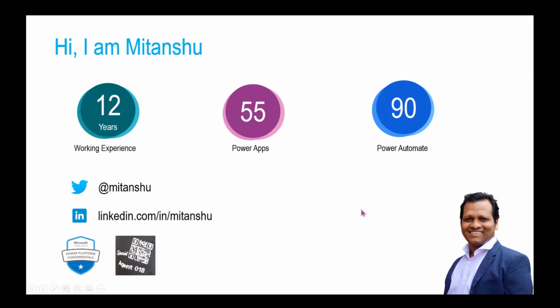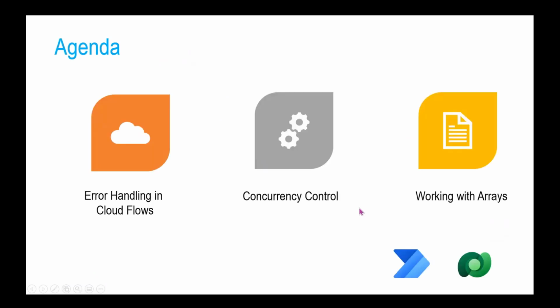So with that introduction, I'll move on to what I'm going to share today. Again, back to basics. We'll see some live demo on how we can do error handling when we are building our cloud flows. We will look at concurrency control, so how we can make our flows run even quicker than they currently do. And finally, we'll do a good deep dive into working with arrays. I'm going to use Power Automate, but Dataverse would be the backend. So with that, I would quickly switch over to my browser.